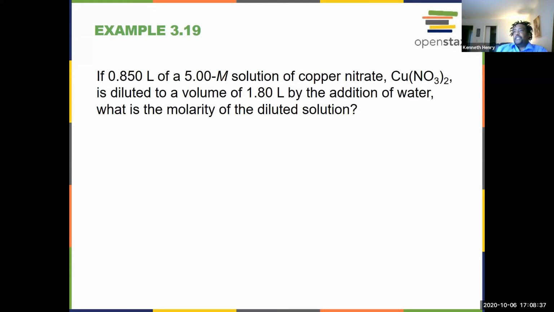So in this case, it says that if we have 0.85 liters of a 5.00 molar solution of copper nitrate, CuNO3, that is diluted to a volume of 1.80 liters by the addition of water. What is the molarity of the diluted solution? So what am I going to do to solve this? What equation am I going to use? Or what am I going to do?